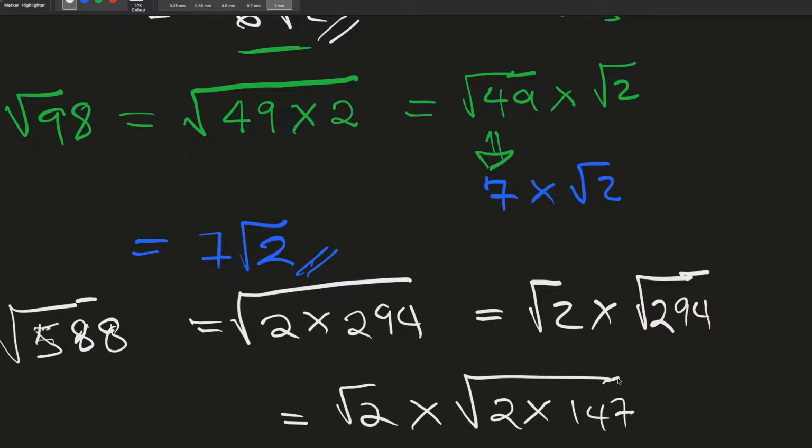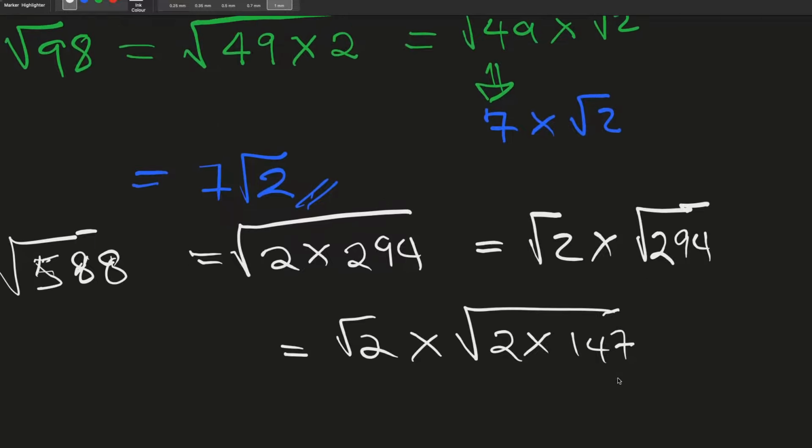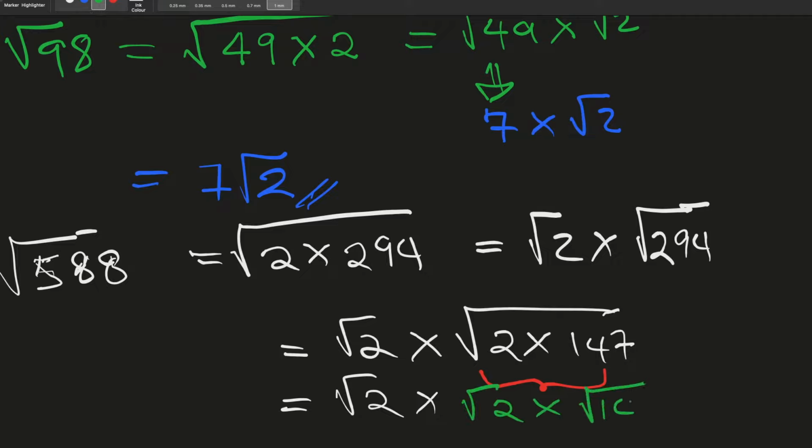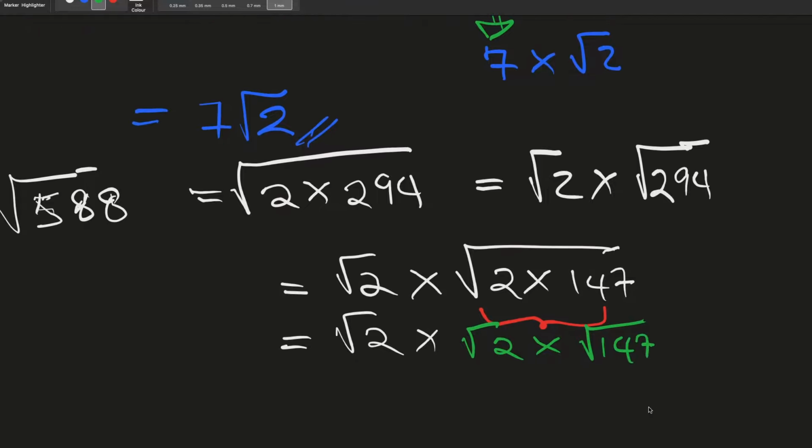So if that is the case, then we still have this one to be root 2 times, we have to expand this. When we expand that, we are going to get root 2 multiplying by root 147. Okay, now our answer becomes root 2 times root 2 times root 147. Okay, so let's see if we can divide 147 by 2. That is not possible. That will give us a fraction, and our surds are not in fraction.